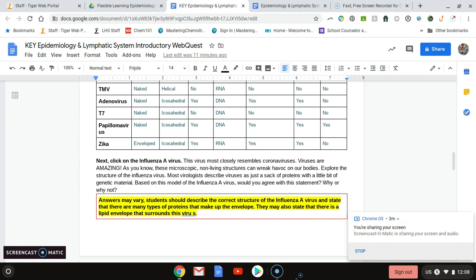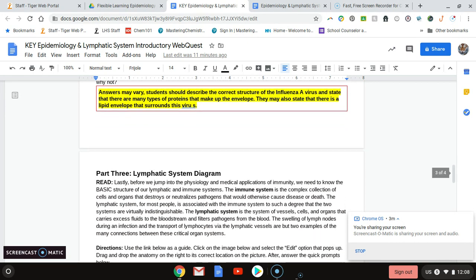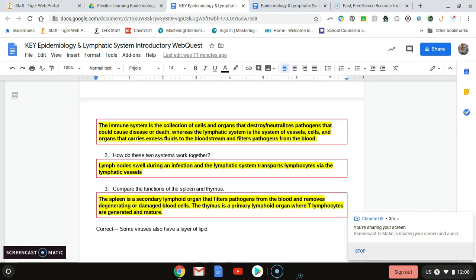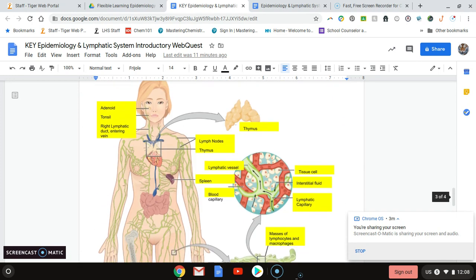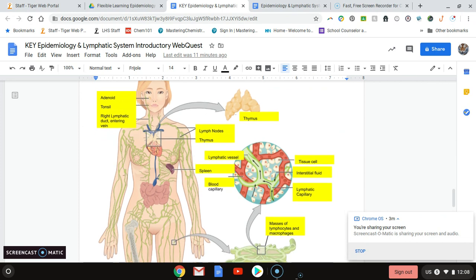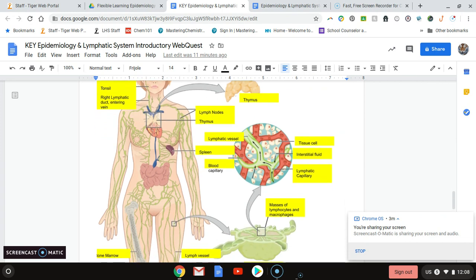Our answers varied tremendously on this, but basically you would want to describe the correct structure of influenza. There are different types of proteins that make up the different envelopes, and it's a lipid envelope, which is a little bit different. Sorry, I see it all here. Then you were supposed to do the drag and drop. If you would like to pause at this point, you may take a look at that and see how you did with your drag and drop, making sure your answers are correct.